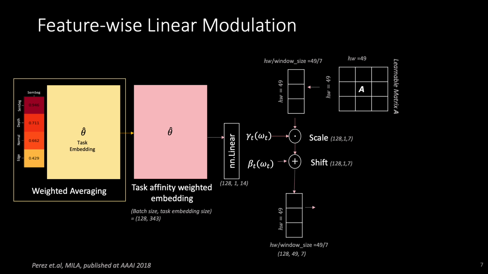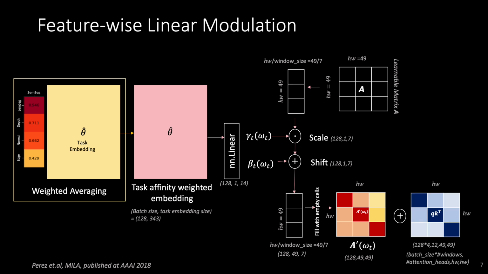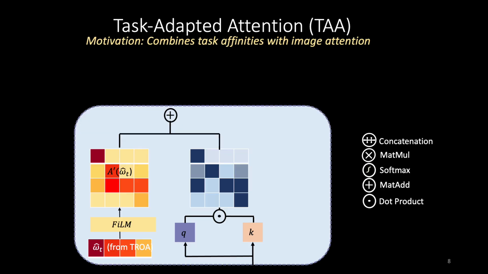We get the scaled representation, which we pad with empty cells to match the spatial resolution of the normal attention matrix, the QK^T matrix, coming from the image. This transformation is done to match the spatial resolution of the reddish matrix that gives the task affinities with the bluish matrix that is the normal attention matrix. This is what happens within our introduced task-adapted attention module.